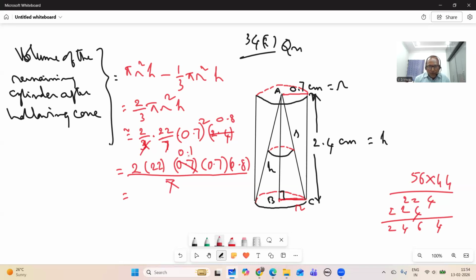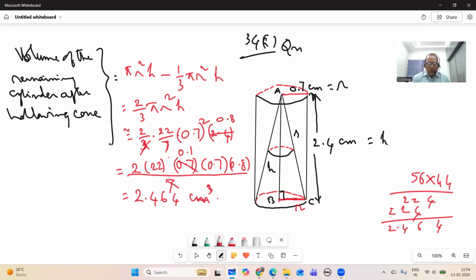Okay. And how many decimal places are there? One decimal place, one decimal place, one decimal place. These are all multiplied, so the total number of decimal places, 1 plus 1 plus 1, is 3. So put the decimal point 3 places from the right-hand side. So this is 2.464 cubic units, which is centimeter cube.